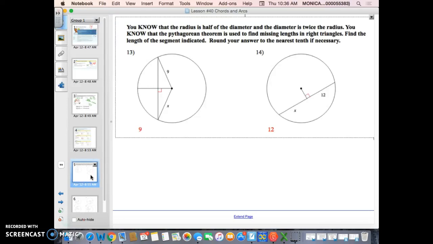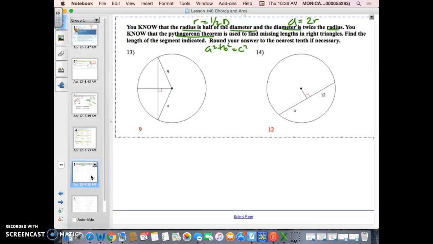So first of all, we know that radius is half the diameter, and the diameter is twice the radius. So d equals 2 times r, and r equals 1/2 times d. Okay, and then we know that the Pythagorean theorem, which is a squared plus b squared equals c squared, is used to find missing lengths in right angles. So we want to find the length of the segment indicated.